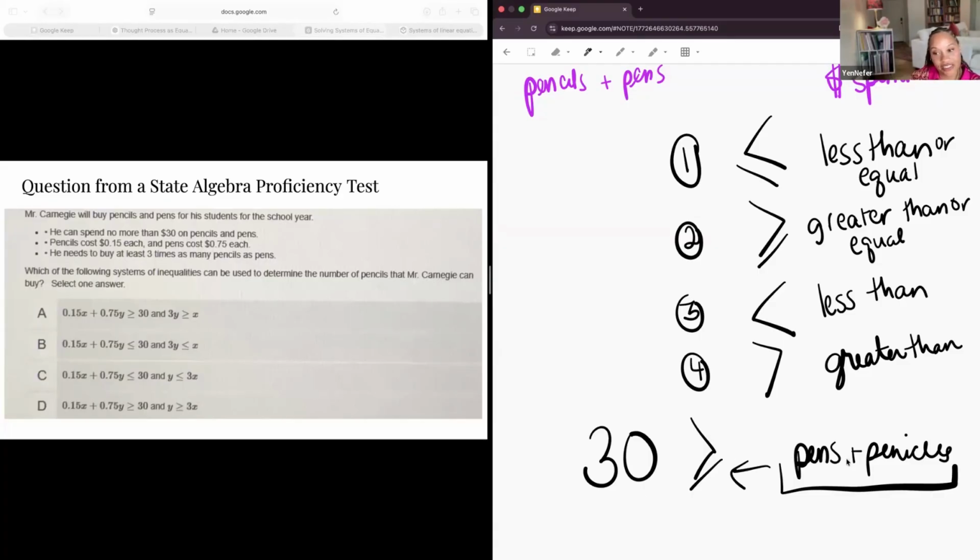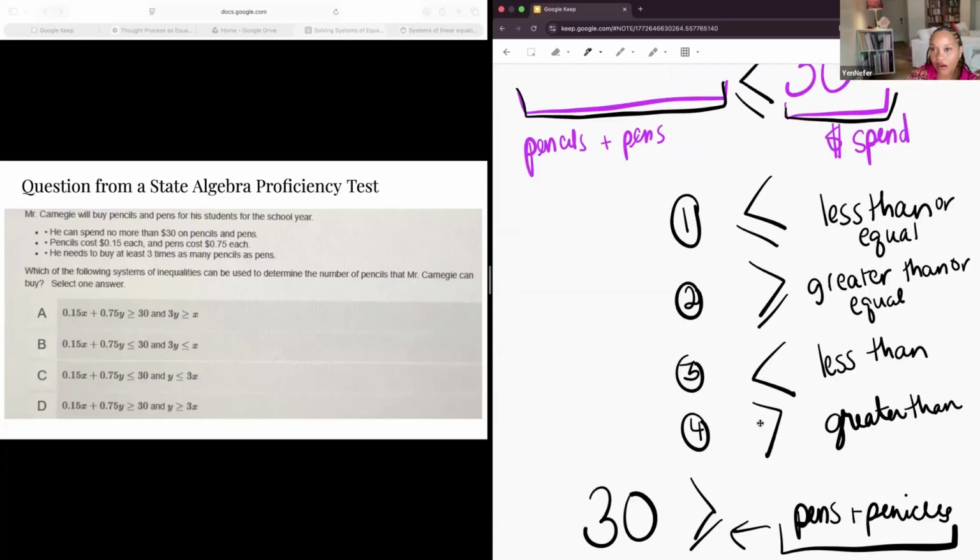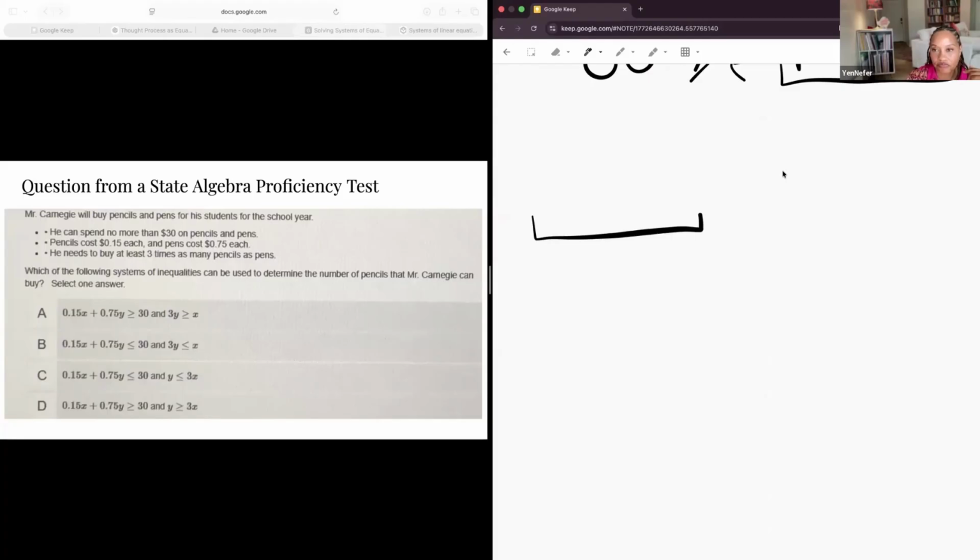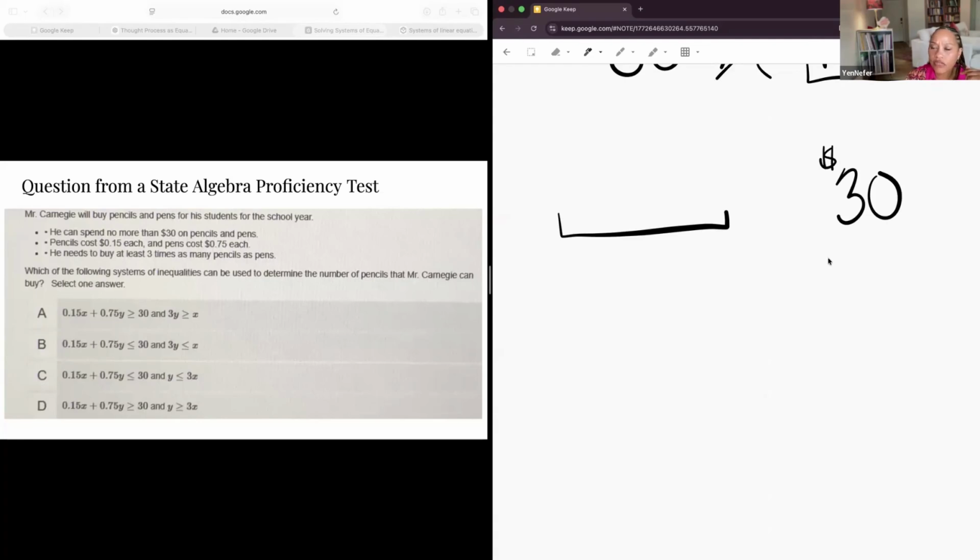I put myself in the position on the other side and I look to the left. I know that might be a little bit weird, but that helps me understand the relationship that I need to show or describe. All right, we're still not done. We are describing the relationship between the cost of the pens and the pencils and the $30 that we have to spend. So this is what we have so far.